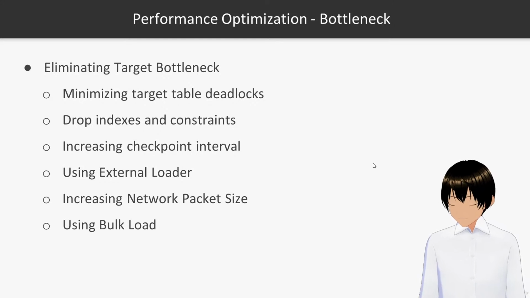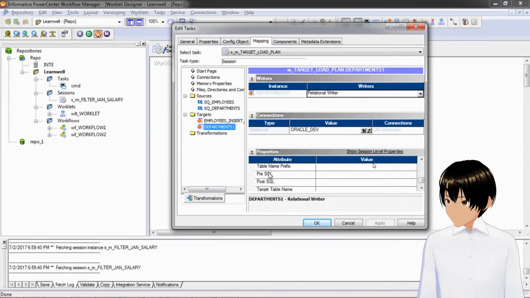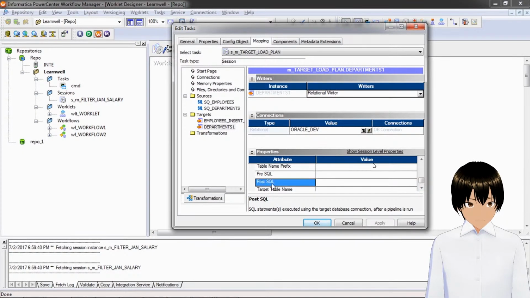Drop indexes and constraints. Loading the data into a table takes more time because there are multiple indexes and constraints created on the table. Each time a new record is loaded to the table, it's first checked for indexes and constraints before it gets loaded. This hampers the performance. To avoid this, you can use pre-SQL and post-SQL commands in the session task. Using pre-SQL commands can remove the indexes, and using post-SQL can apply the indexes. When you define pre-SQL and post-SQL, Informatica applies those commands.